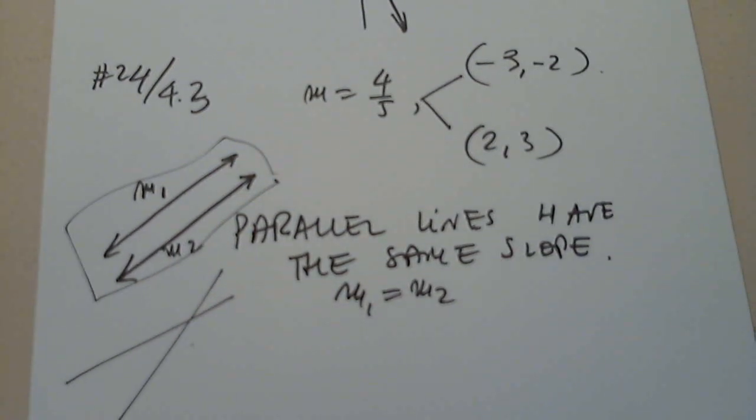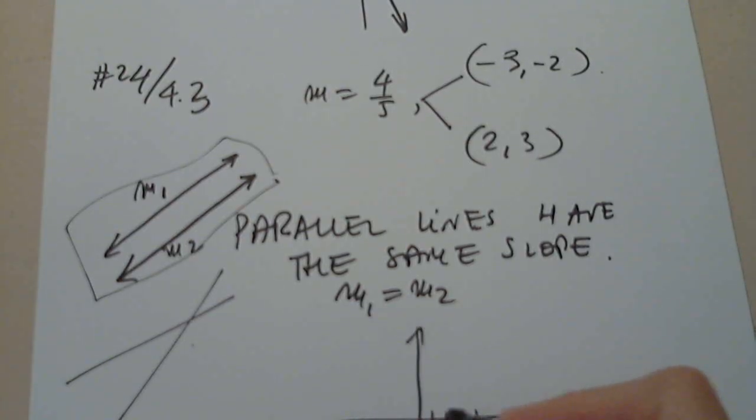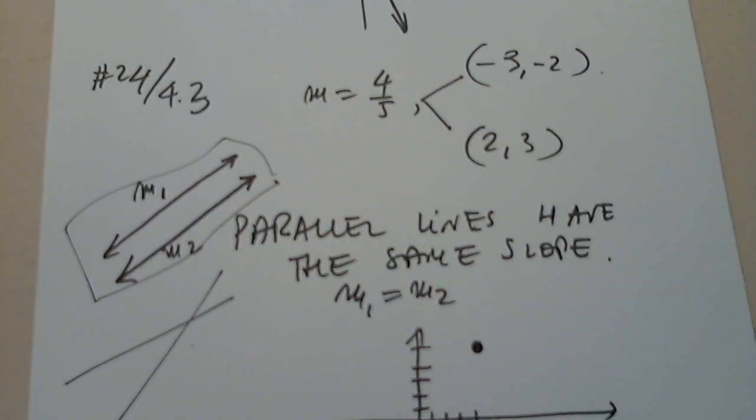Okay, so now we're going to plot 4, 5, then 1, 2, 3, 4, 1, 2, 3, 4, 5. Here's the point. That's not what I meant. Sorry. -3, -2.